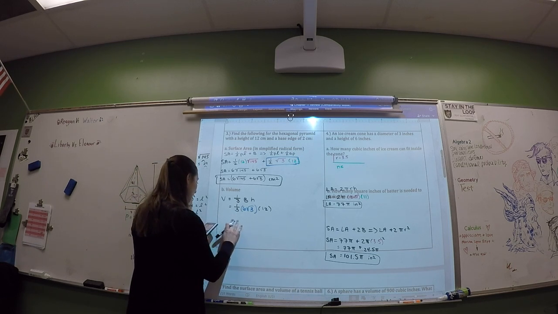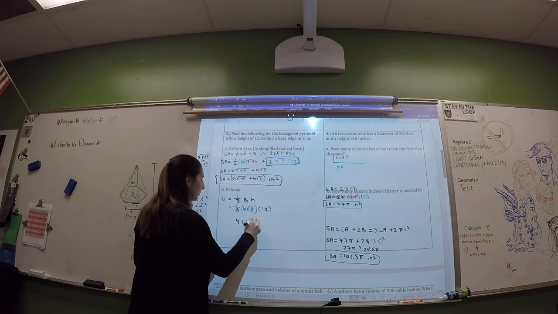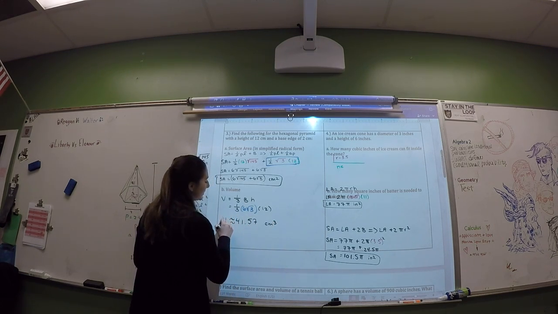So that's gonna be 41.57 rounded to 2 decimal places. And these are gonna be cubic centimeters instead because it's volume.